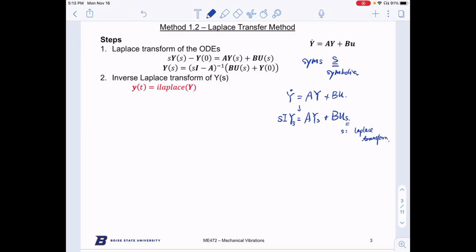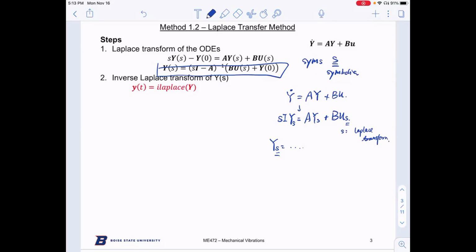And then you can move things around and you find your Y_s equals to this. So this Y_s is the solution in the s domain. Once you find the solution in the s domain, you just use the inverse Laplace for Y_s, and then you can get your solution in time domain. So this method is super straightforward, really, really easy. I don't even want to go over this, so you can check my MATLAB code.